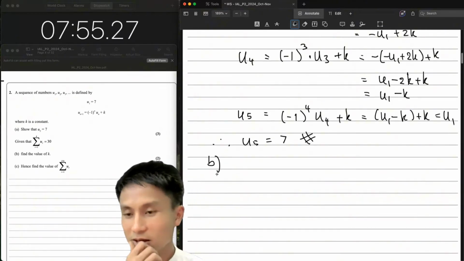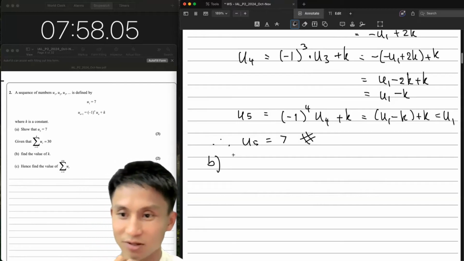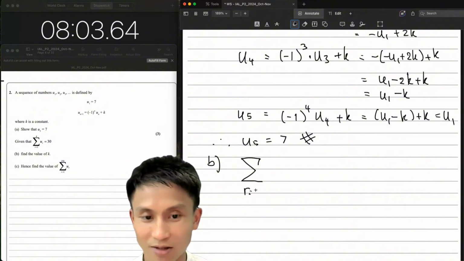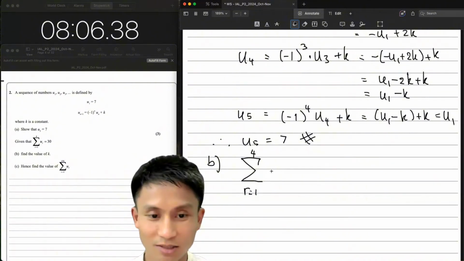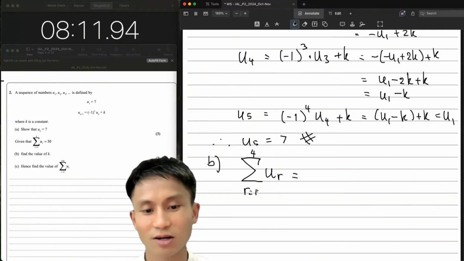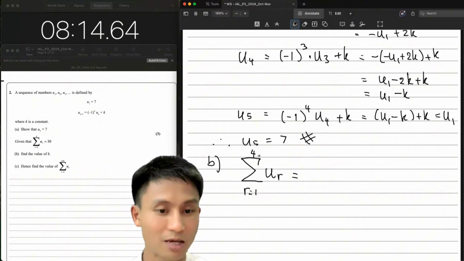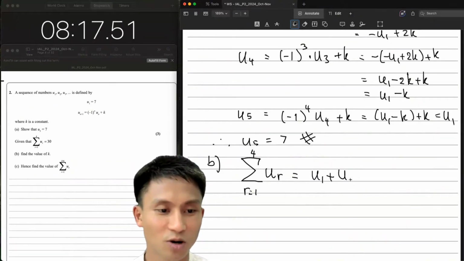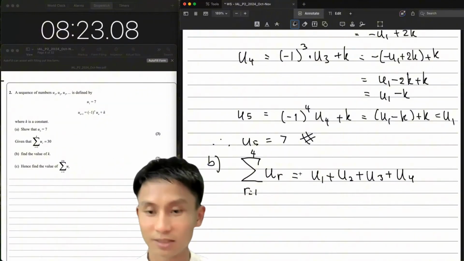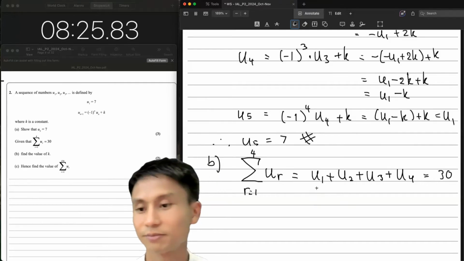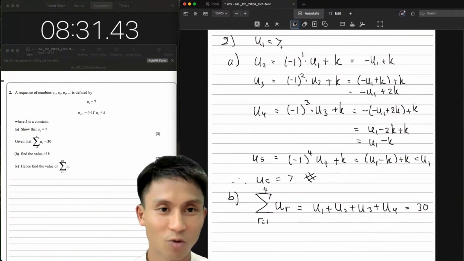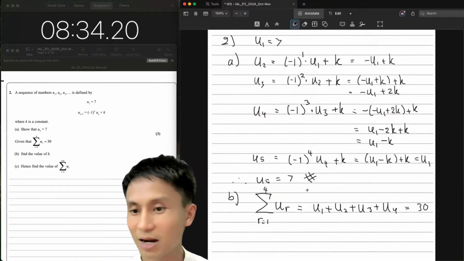Now let's do B. Given that that sum is 30, you've got to be able to understand the notation, guys, because sometimes if you don't, then maybe you're in trouble. So in this case, it means that you're going to have to go from R being 1 to R being 4. So that's basically the sum of u1 plus u2 plus u3 plus u4. That's basically what it says, being equal to 30. Yeah, that's given.